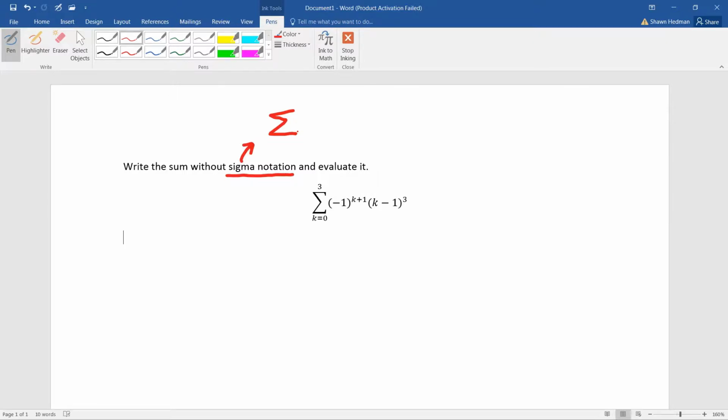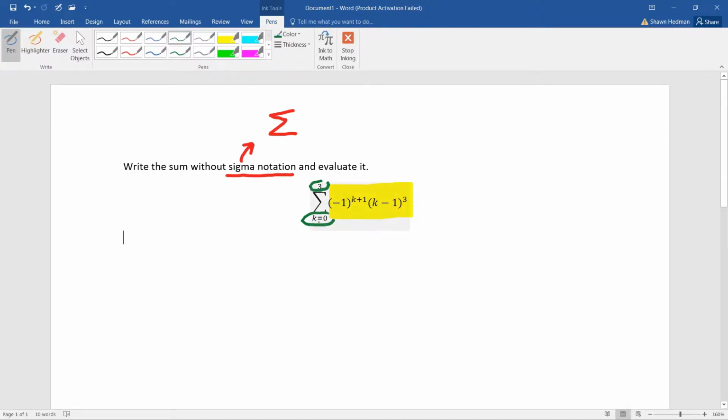So in this first problem, this symbol tells us we're going to be adding something up. And the thing we're going to be adding is this quantity here, negative 1 to the k plus 1 times k minus 1 to the third power. Above and below the sigma notation, we see k equals 0 and 3. This tells us three things. First of all, this tells us k is our variable.